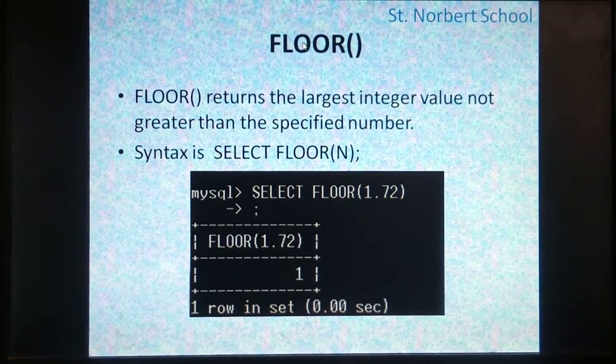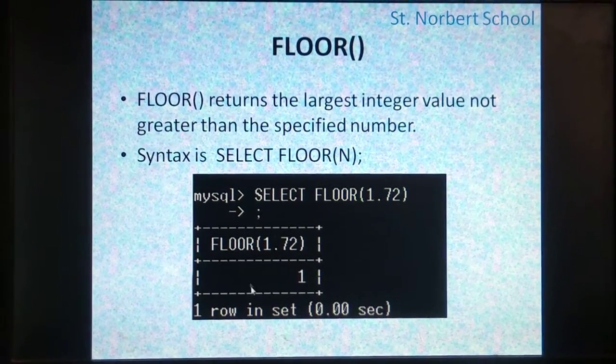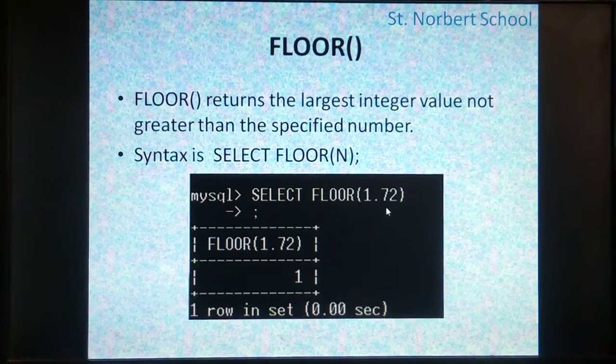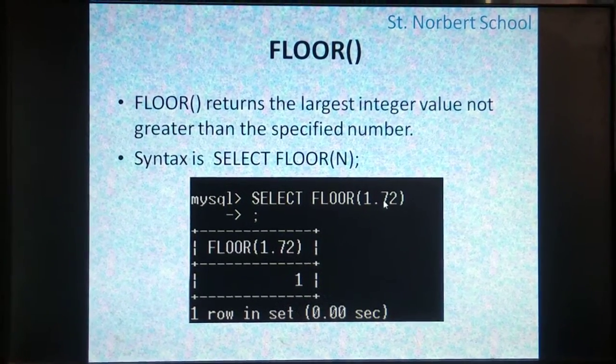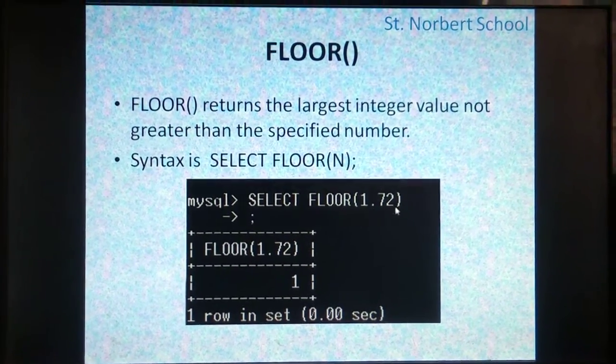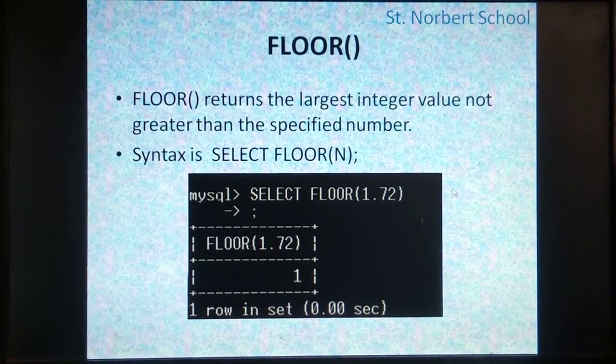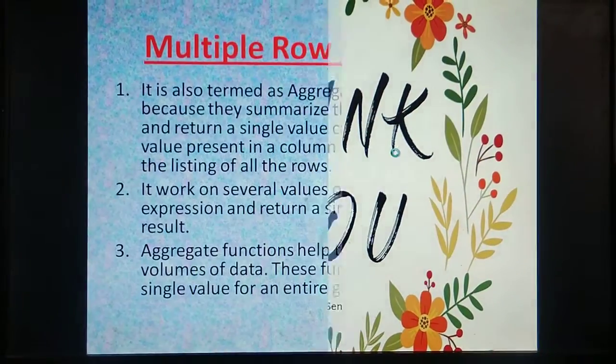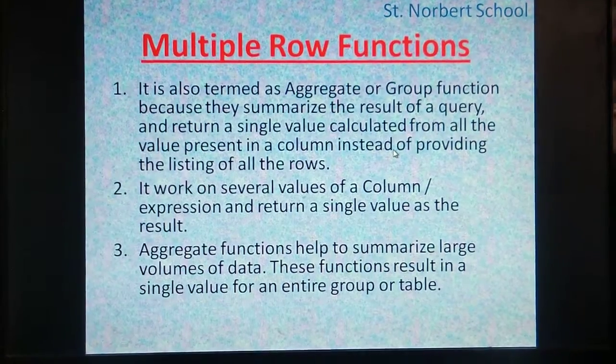FLOOR, that is a floor, downside, so this will round our value down. Like SELECT FLOOR(1.72), the answer will be 1. Now come to the next, multiple row functions.